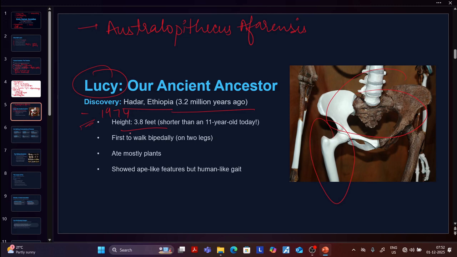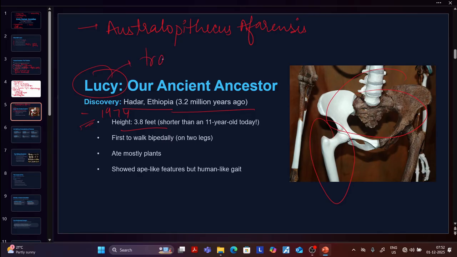She ate mostly plants. Analysis of her teeth and jaw structure indicates a primarily herbivorous diet, though she likely ate meat opportunistically. Here's what's fascinating. Lucy showed a remarkable combination of features. Her skeleton shows ape-like characteristics, long arms, curved fingers, a body built for climbing. Yet her gait was human-like. She was a transitional form.